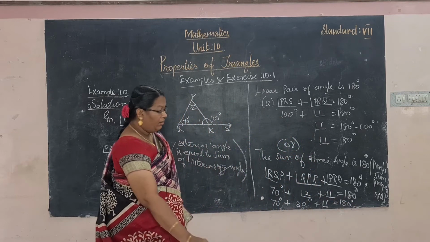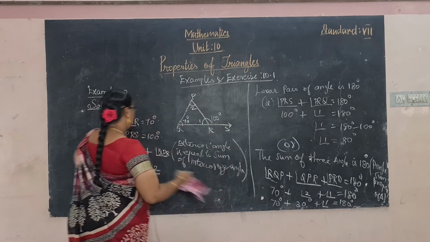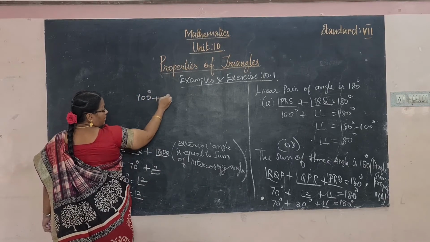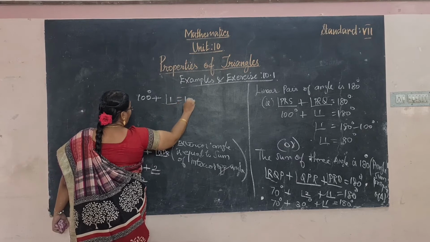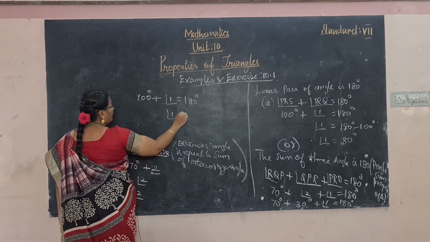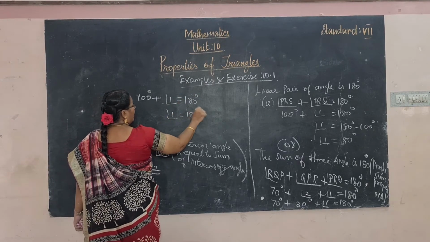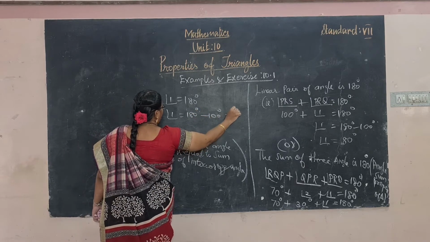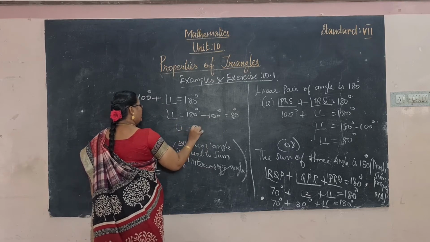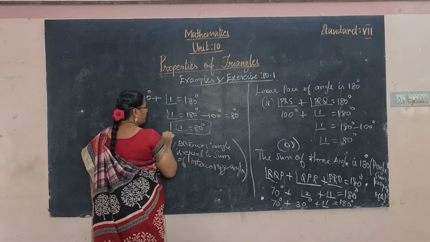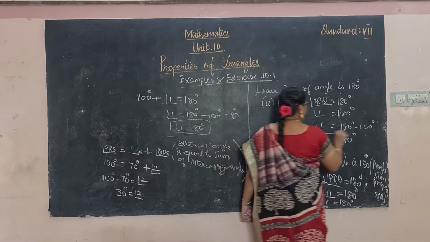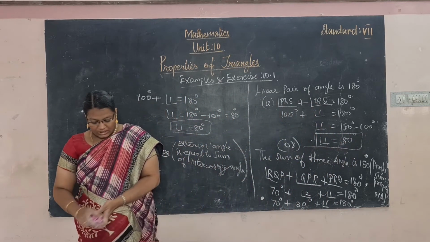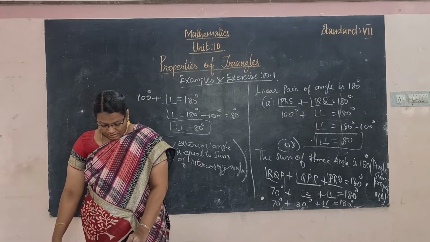So 70 plus 30, 100 degree plus angle 1 is equal to 180 degree. So angle 1 equal to 180 degree minus 100 degree is equal to 80 degree. So angle 1 equal to 80 degree. You have to use this method or any one of the methods. Okay, that's it.